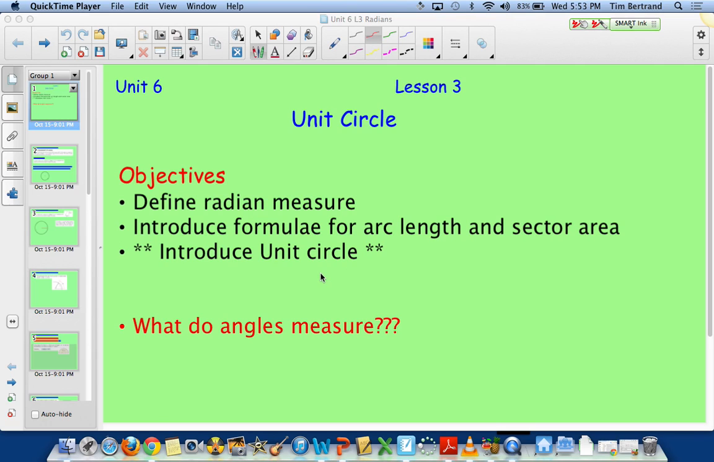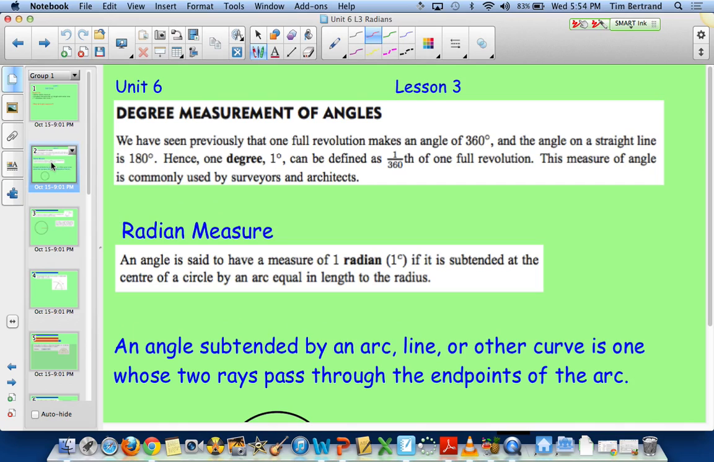When we've got angles, you're thinking, what do they measure? The answer is not degrees. Angles measure rotation. Degree is just one of the ways we measure rotation. So that's what that top box says, but everybody's familiar with degrees, so I want to get right into radians.